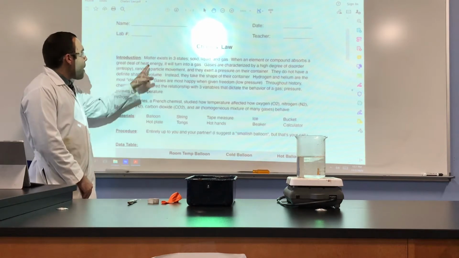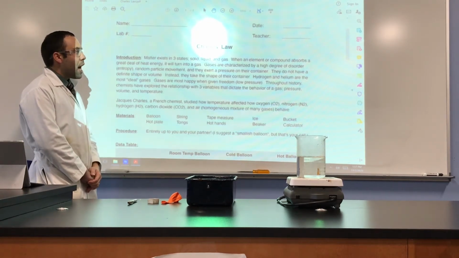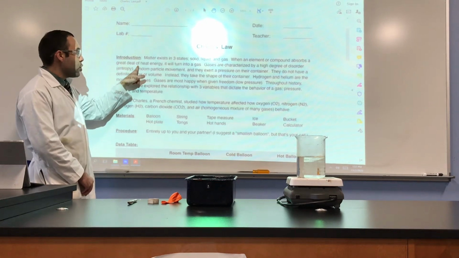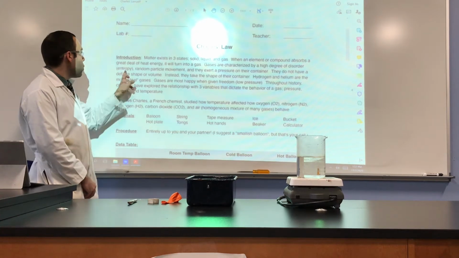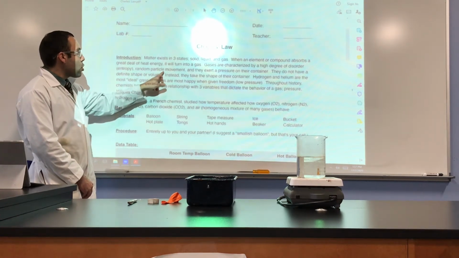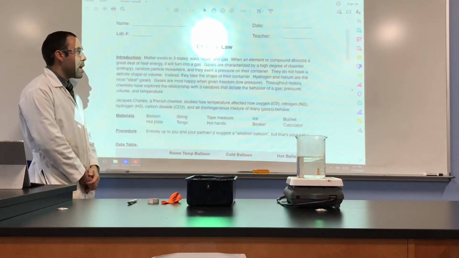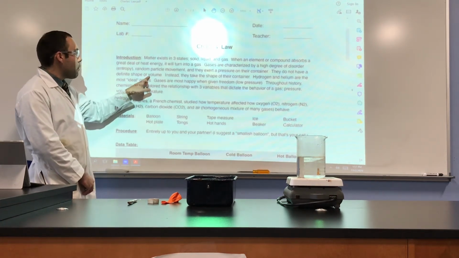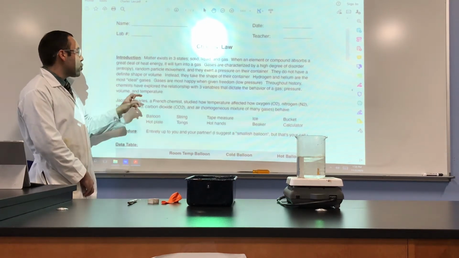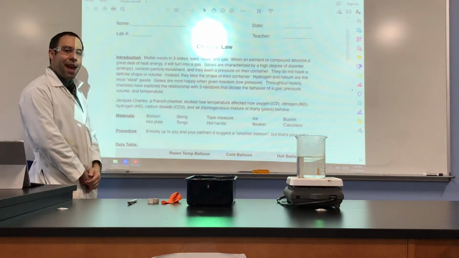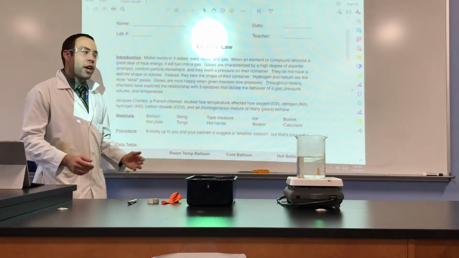Introduction. Matter exists in three states: solid, liquid, and gas. When an element or compound absorbs a great deal of heat energy, it will turn into a gas. Gases are characterized by a high degree of disorder, entropy, random particle movement, and they exert a pressure on their container. They do not have a definite shape or volume. Instead, they take the shape of their container. Hydrogen and helium are the most ideal gases. Gases are most happy when given freedom, low pressure.